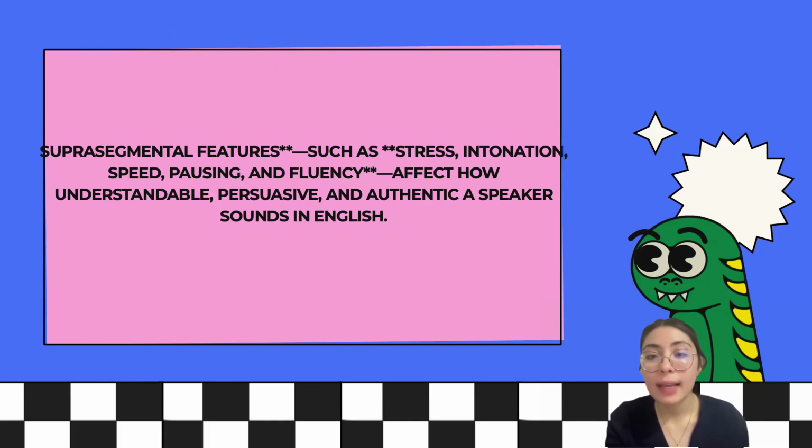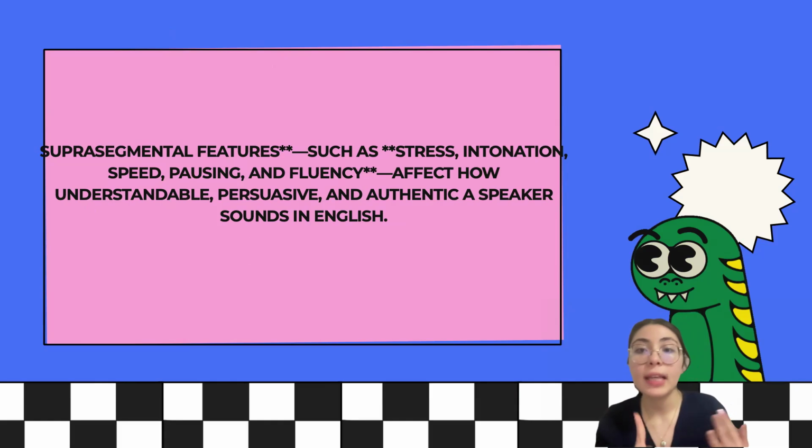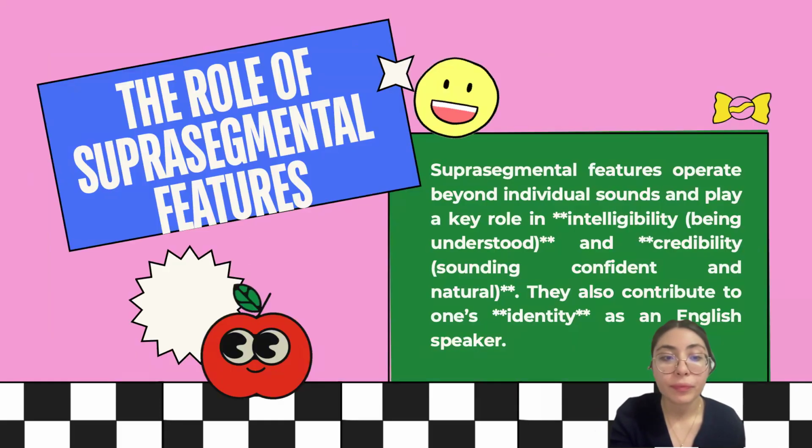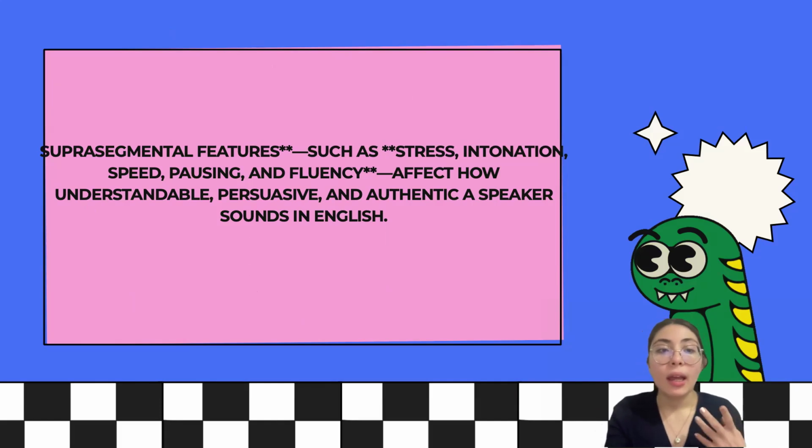Okay. As I said, suprasegmental features such as stress, intonation, speed, pausing, and fluency affect how understandable, persuasive, and authentic a speaker sounds in English. Before that, I want to mention a few things: intelligibility, credibility, and identity. We said being understandable, right? What was intelligibility? Intelligibility was being understandable while using a language.